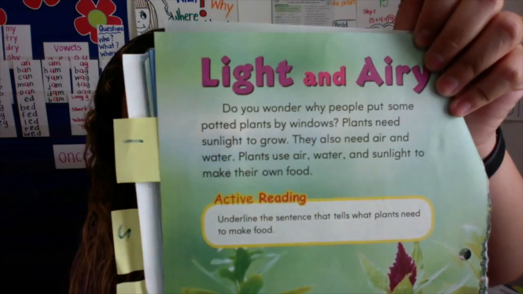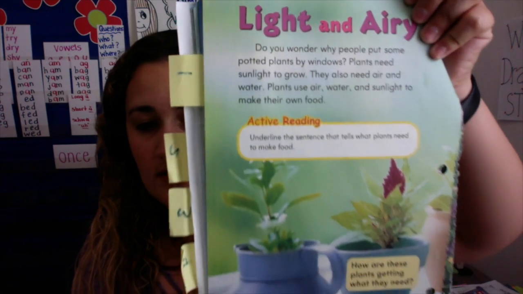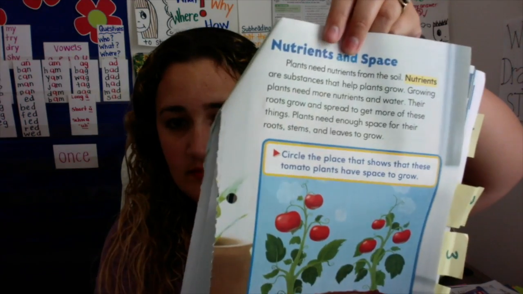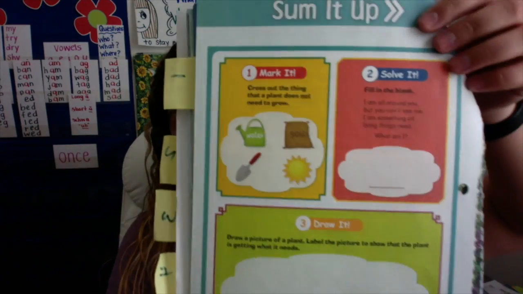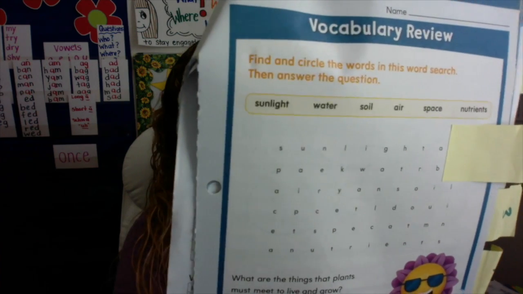Light and airy. That is also day 1, nutrients and space. Day 2, you have a little checkpoint. So you're going to have to go back and read what you read day 1 to answer these questions. This one is just a word search. You look for the word.